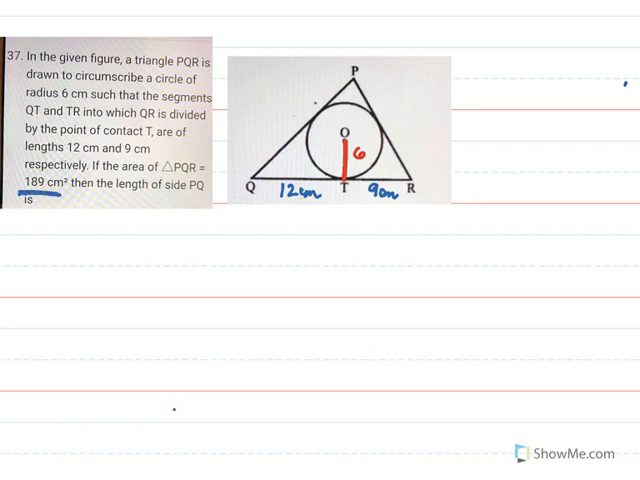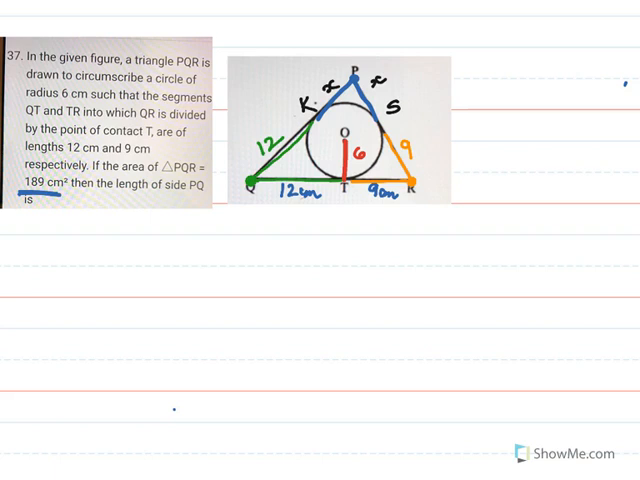So again, tangents from an external point. If this is 9, this also will be 9, so I'll put that down. Similarly here for this Q, if this is 12, this also will be 12, tangents from an external point. And the last, if this is P, tangents from an external point are equal, so these two are equal. In this case I will take x and x.